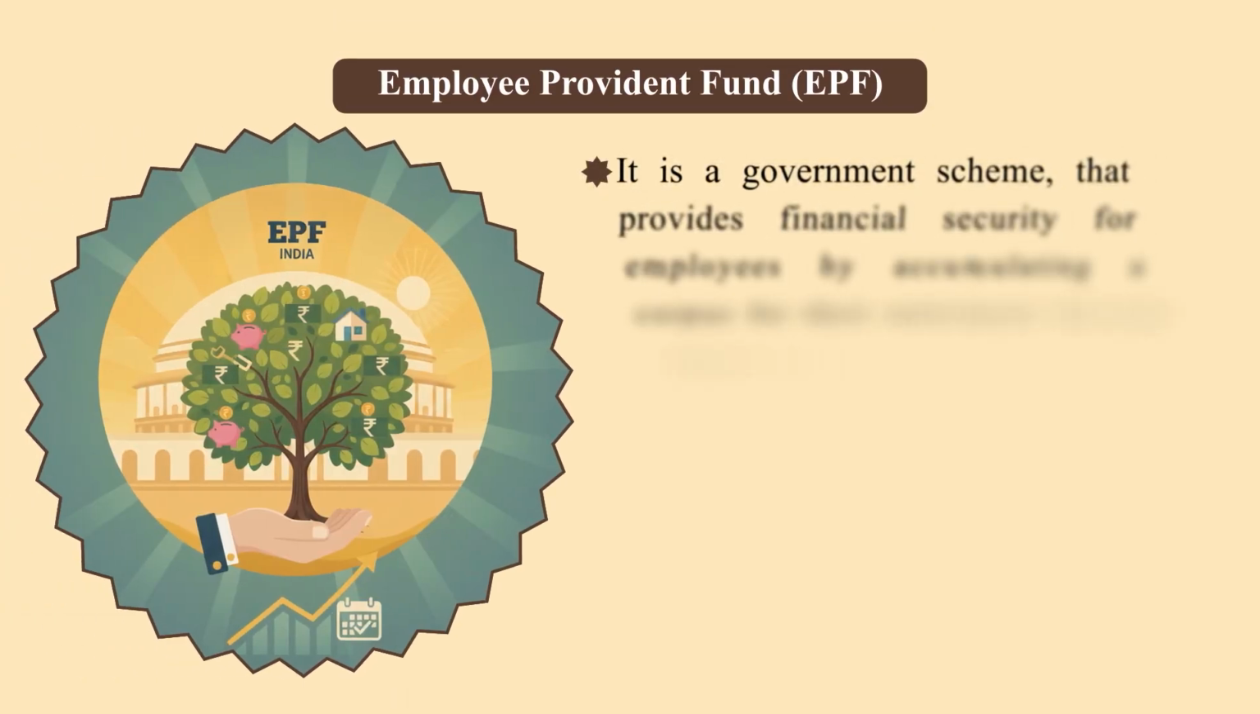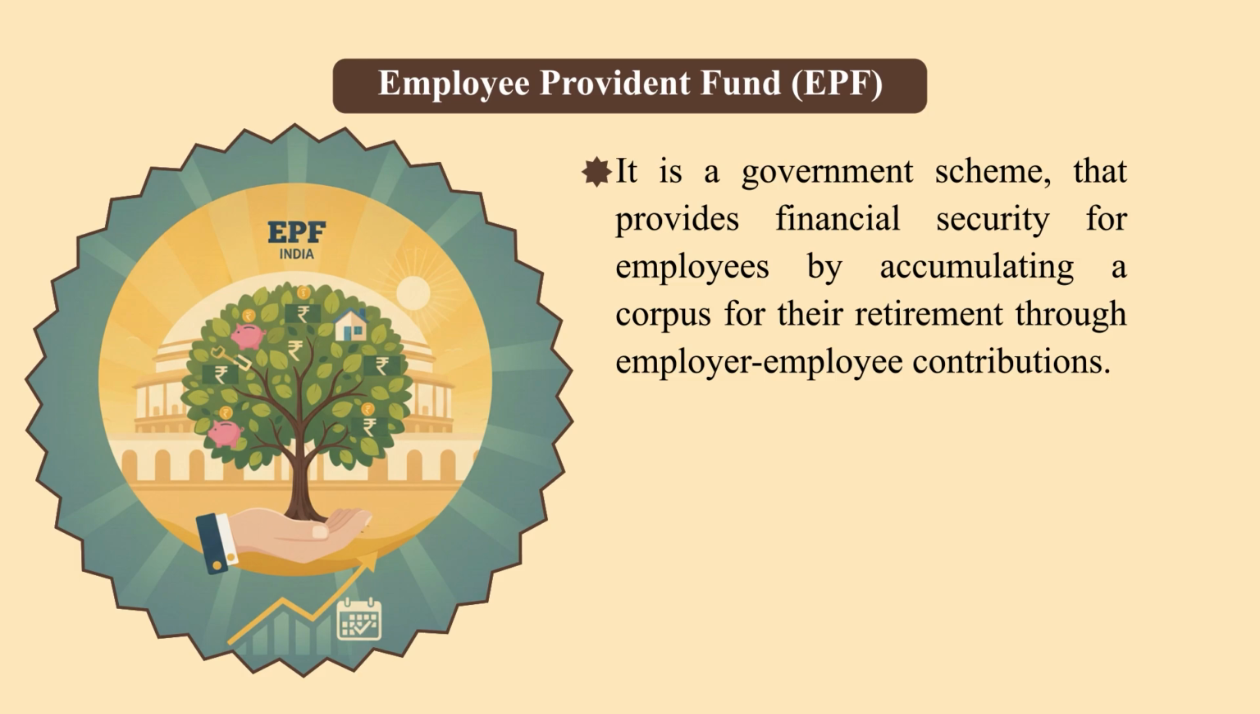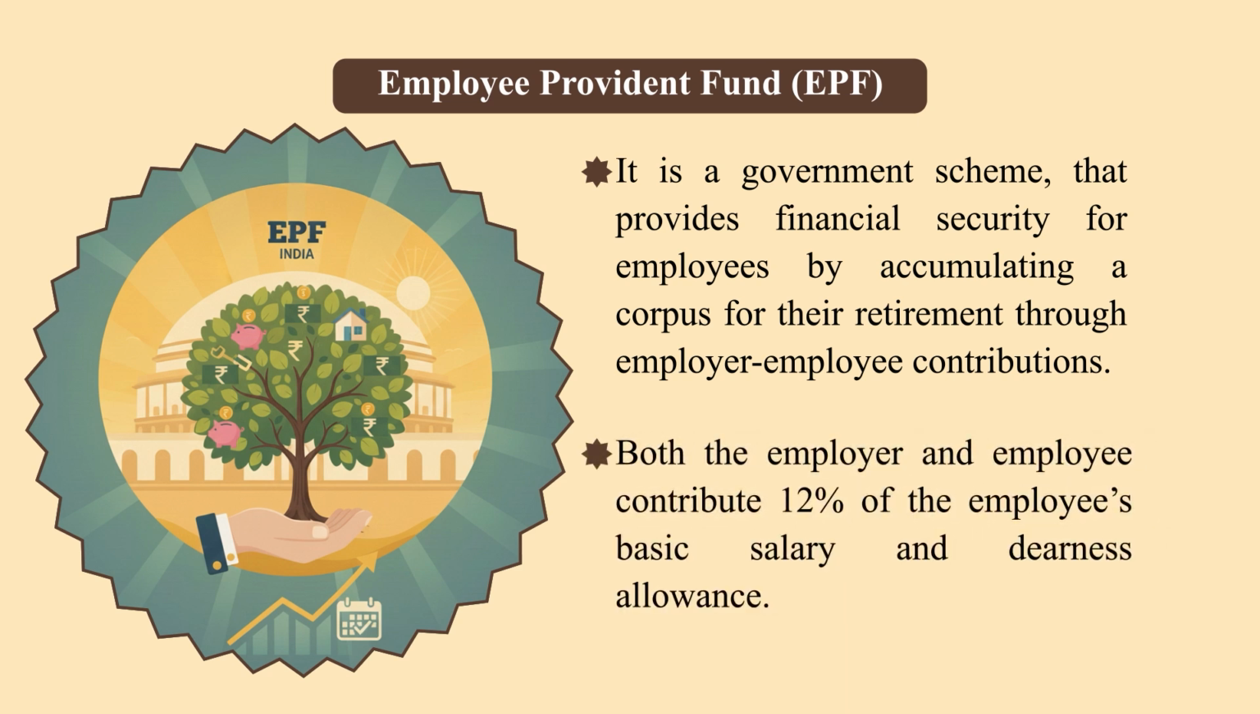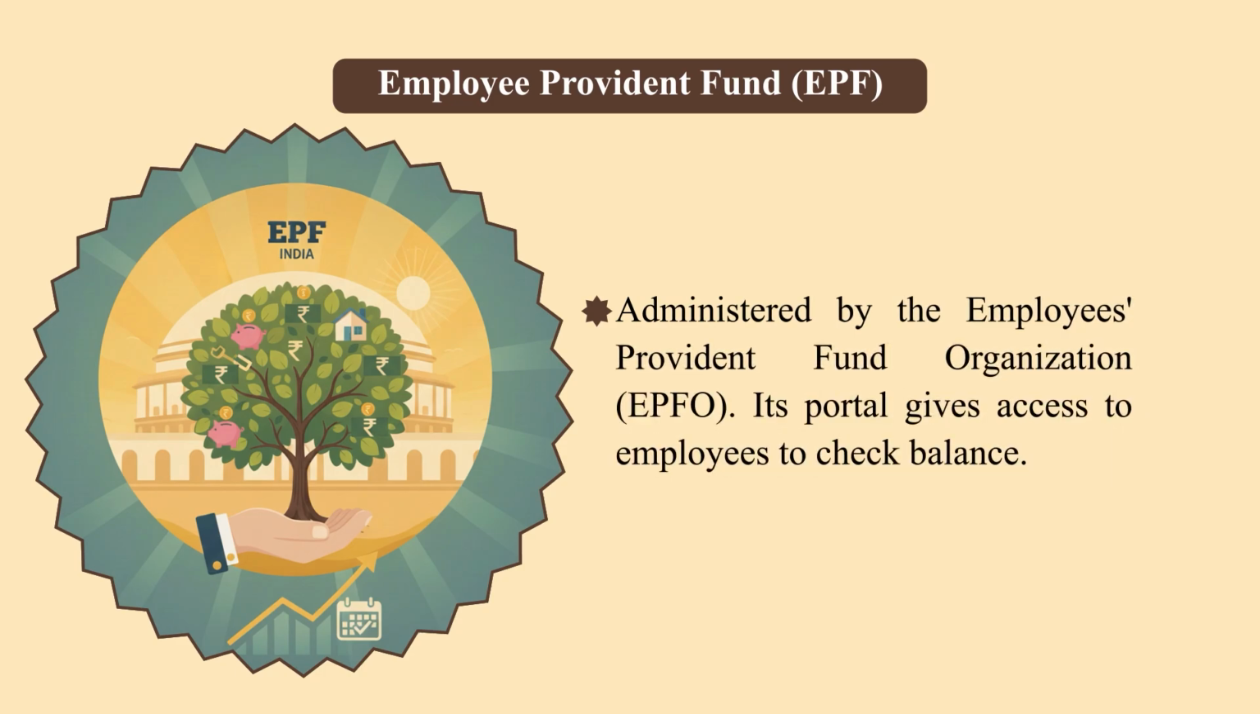Next is Employee Provident Fund. It is a government scheme that provides financial security for employees by accumulating a corpus for their retirement through employer-employee contributions. Here both the employer and employee contribute 12% of the employee's basic salary and dearness allowance. So, the employee has the benefit of having a matching contribution from the employer and it adds to his income. EPF is administered by the Employees Provident Fund Organization, also called EPFO.